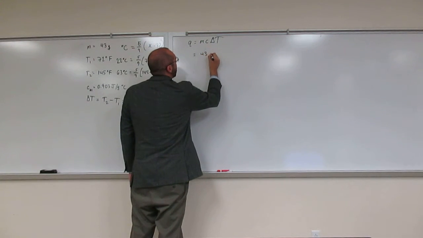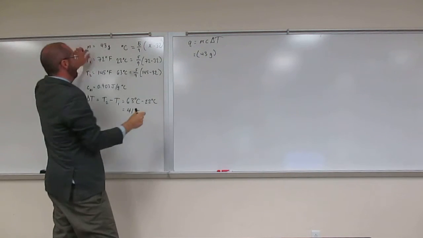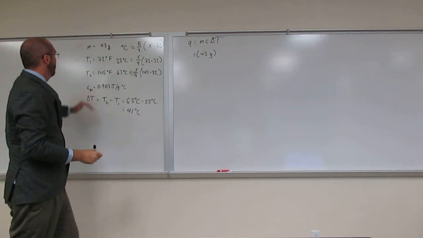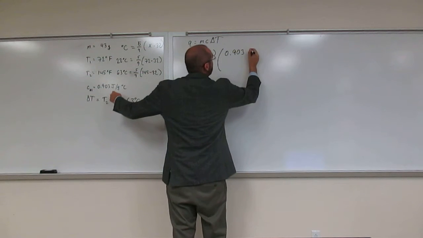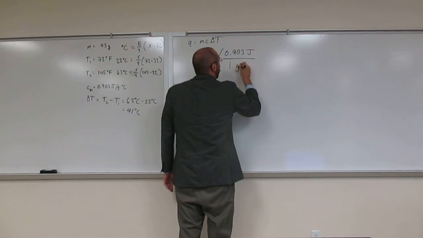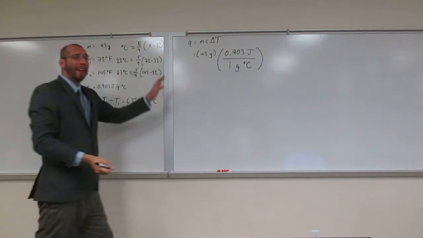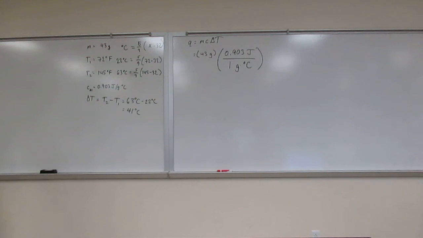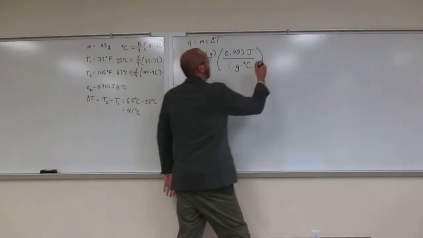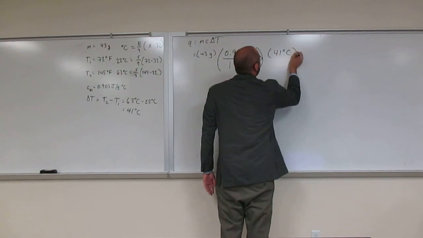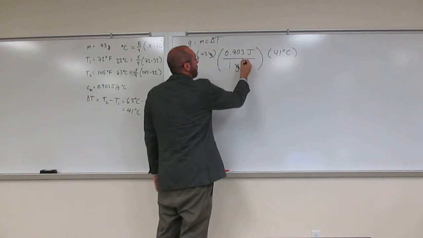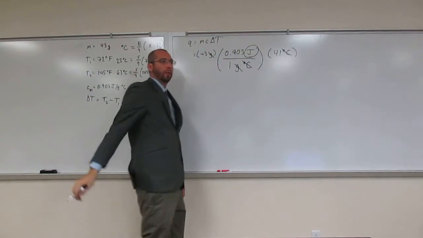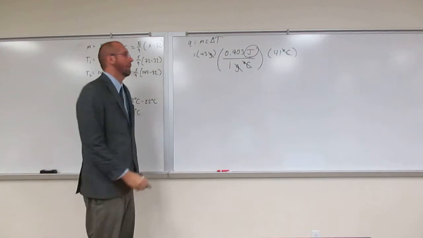So 43 grams, that's the mass here, times the specific heat capacity, 0.903 joules divided by 1 gram degree C. I like to write it like that to remind myself that I can cancel out the grams in the numerator and the grams in the denominator. And then the delta T, 41 degrees C. Again, I do it that way so I can remind myself to cancel out. And look what comes naturally from just doing that: joules. That's the units that I want.